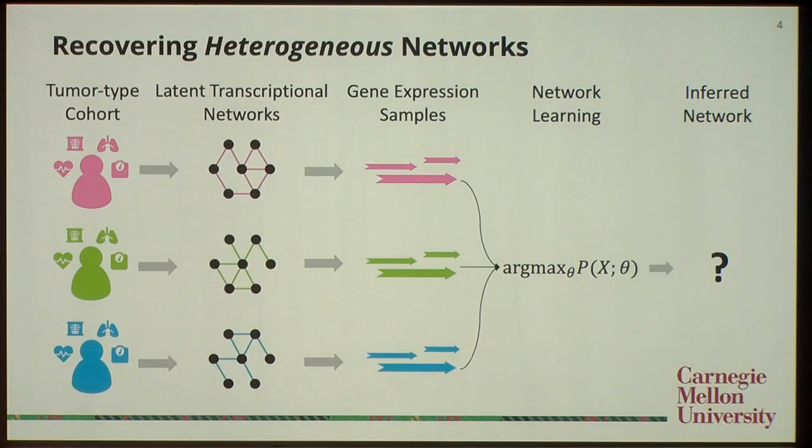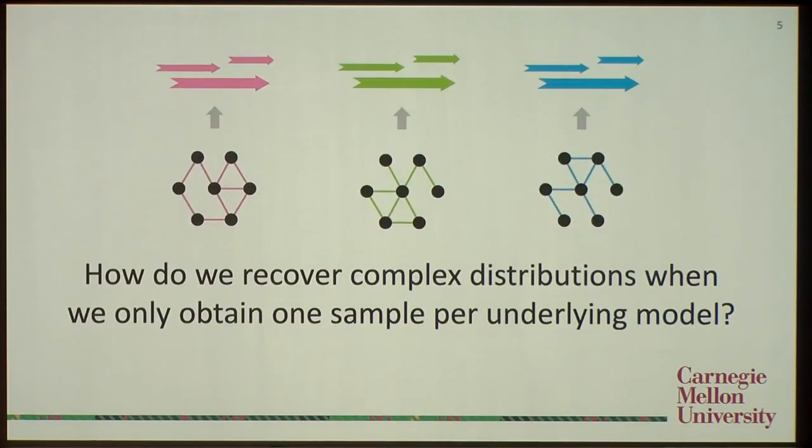Now, for heterogeneous populations, for something like a tumor-type cohort, where even in the smallest medical classification of a tumor, you will have broad genetic and epigenetic dysregulations leading to patient-specific mechanisms of tumorigenesis. And so for these transcriptional networks in these tumors, these networks are not going to look the same for any of our patients, and the gene expression samples that we get from these networks are not going to be identically distributed. So plugging these into a network learning algorithm, we're really not guaranteed anything about the output network or how well it relates to any of our patients. And so this asks a broader question of how do we obtain or recover complex distributions when we only obtain one sample per underlying model?